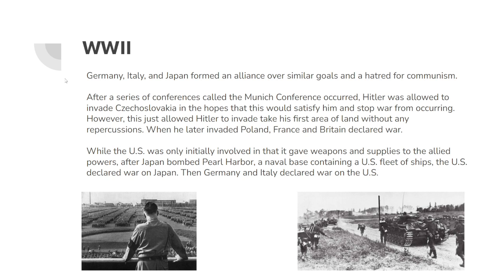So, World War II. Germany, Italy, and Japan formed an alliance over similar goals and a hatred for communism, and after a series of conferences called the Munich Conference occurred, Hitler was allowed to invade Czechoslovakia in the hopes that this would satisfy him and stop war from occurring. However, this just allowed Hitler to invade his first area of land without any repercussions. When he later invaded Poland, war started with France and Britain declaring war on Germany.